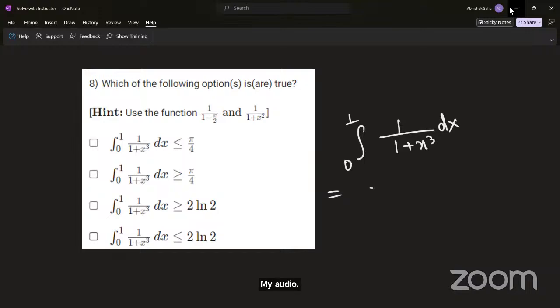Yes, sir. The area of this function. Can anybody tell me the area of this function? First of all, tell me the integration of this function. ln(1 + x cubed).